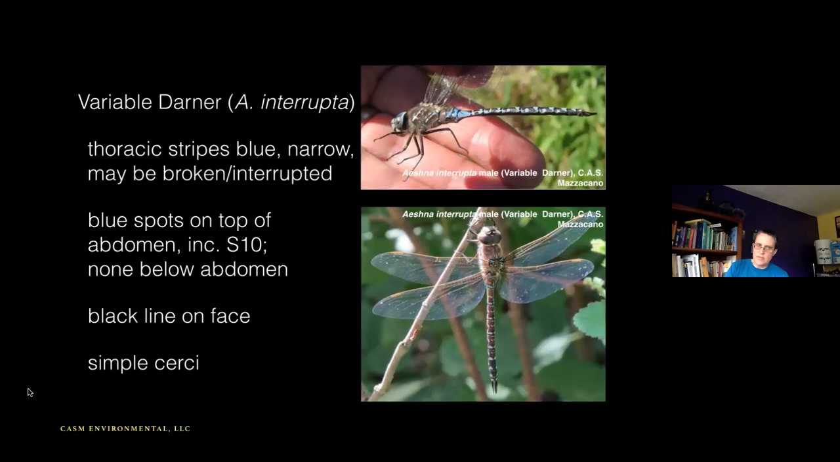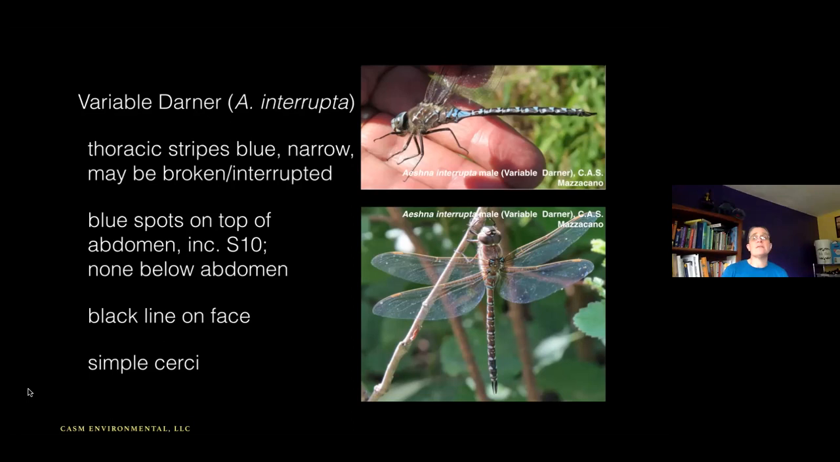So some of these have similar traits. Not everything is different. They have a black line on the face, but their cerci, if you look at that photo, just look like little ski slope things coming off the back. They're not those broad, flattened, paddle-like structures with that trailing spike. So very different cerci, simple, not paddle-type cerci.